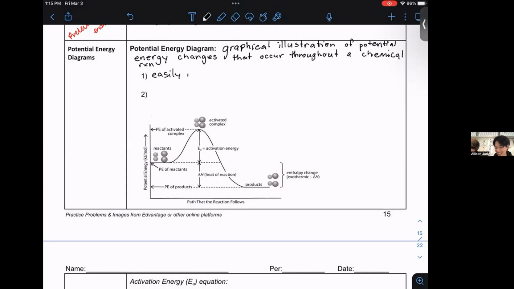Yeah, so the first reason is that it easily identifies the change in H, aka endothermic versus exothermic. And the second reason is that it shows the atomic rearrangement according to the energy process.